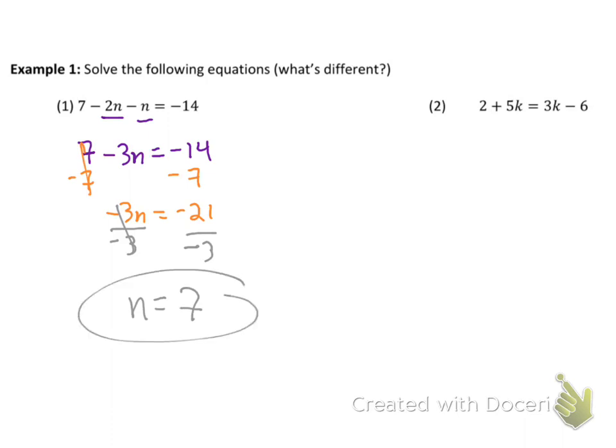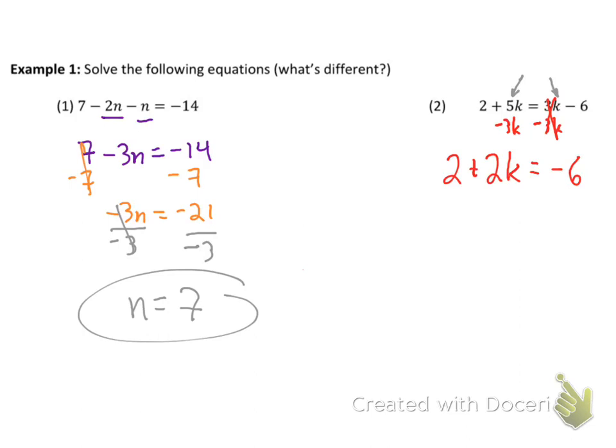Now you'll notice over in the second example, what's different here? Well, I have variables on both sides of the equation. So the first thing I have to do is get the variables on one side and then get the numbers on the other. So the first thing I'm going to do is subtract 3k from both sides. And when I do that, I'm going to get something that looks a little bit more familiar. I'm going to get 2 plus 2k equals negative 6.